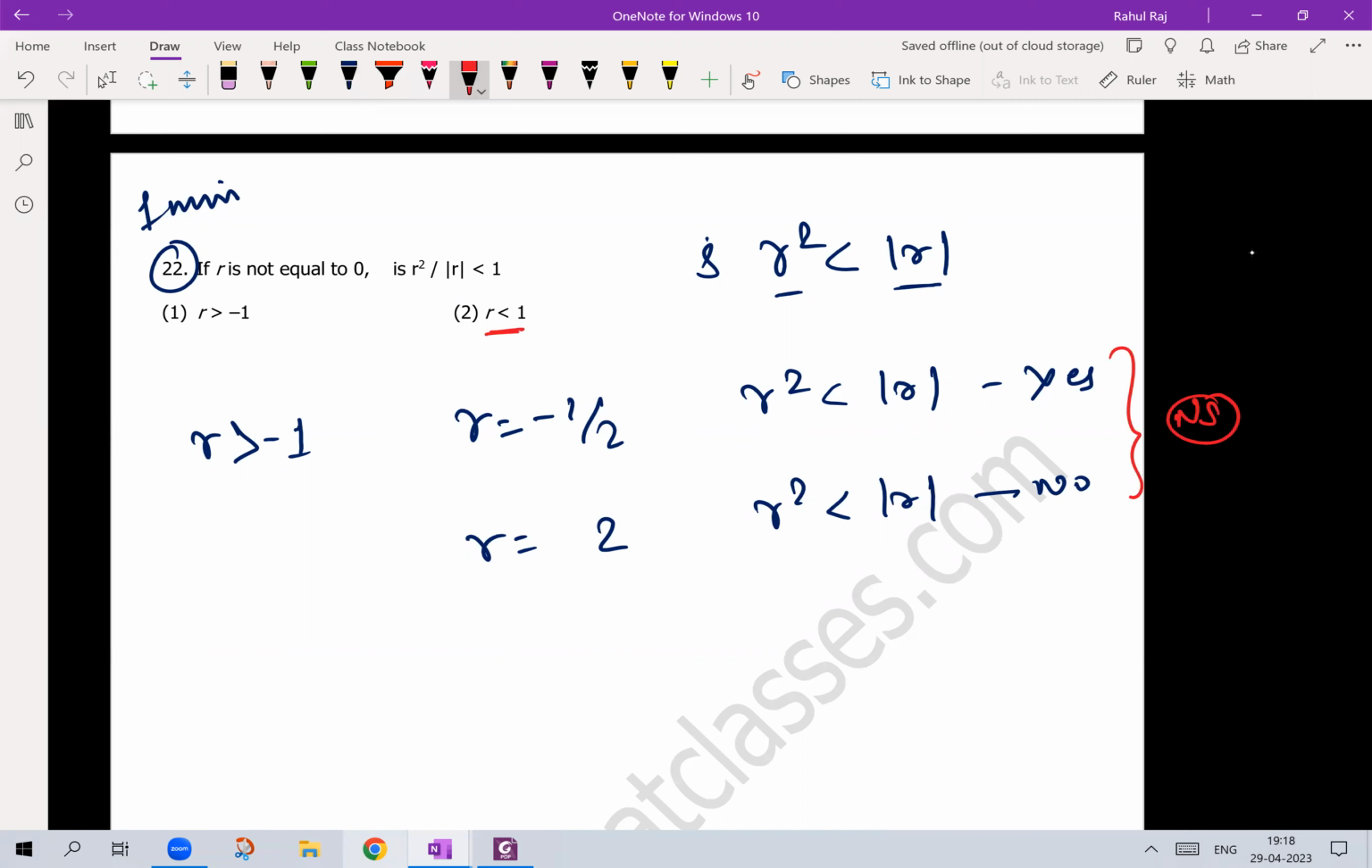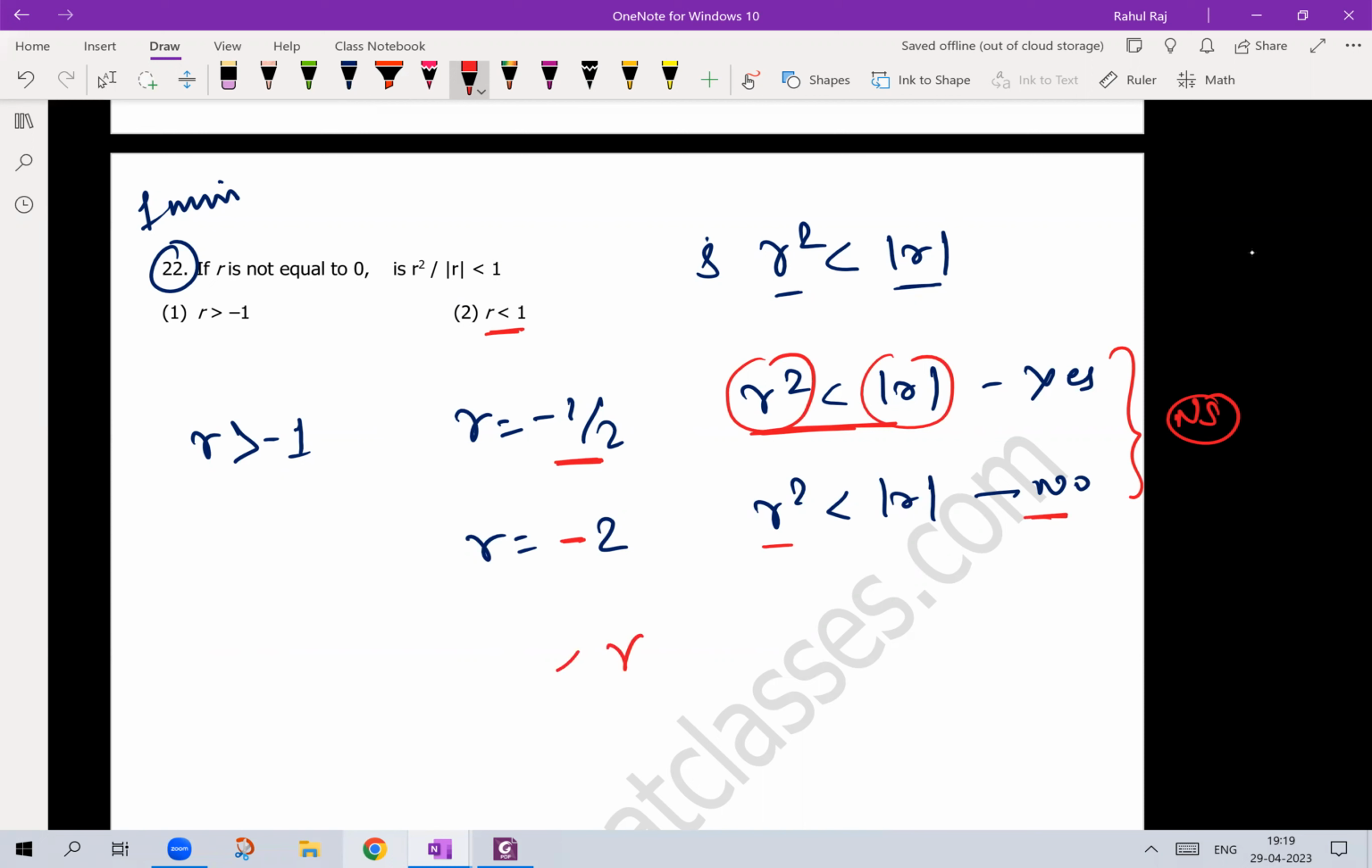Same thing for the second statement: R is less than 1. I can take R equal to negative half, that is a yes situation. I can also take R equal to negative 2. Please understand R square is positive, mod R is positive. So if I take R equal to negative 2, R square is not less than mod R, I have a no situation. So individually these statements are not sufficient.